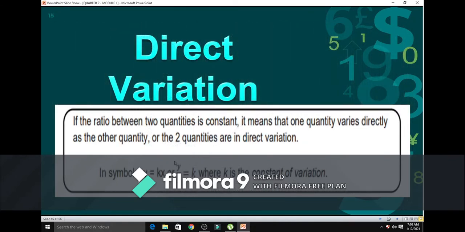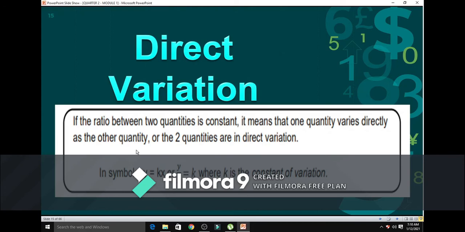So, let us define what is direct variation. Sabi dito, if the ratio between two quantities is constant, it means that one quantity varies directly as the other quantity, or the two quantities are in direct variation. So, ibig sabihin kapag may dalawang quantities, at ang ratio nila ay constant. Pag sinabi natin constant, ito yung hindi nagbabago between the two quantities or the two variables. So, kapag daw ganon, ang ibig sabihin daw nun, they vary directly.